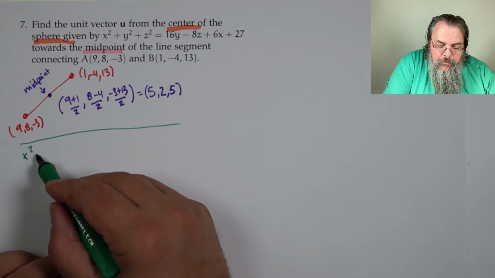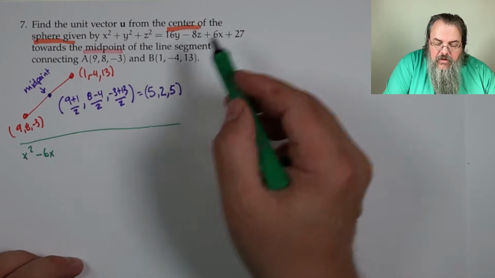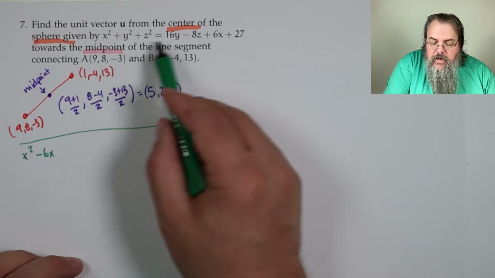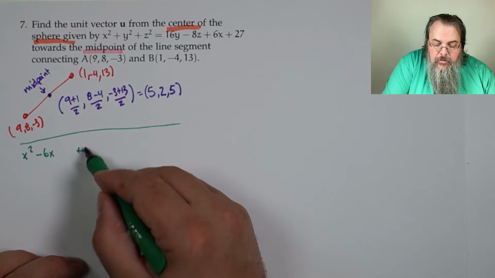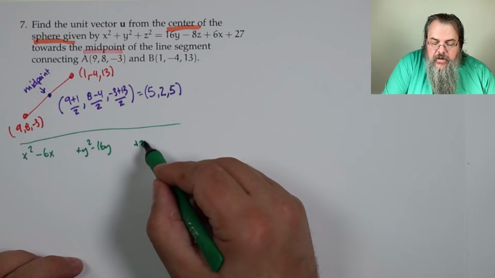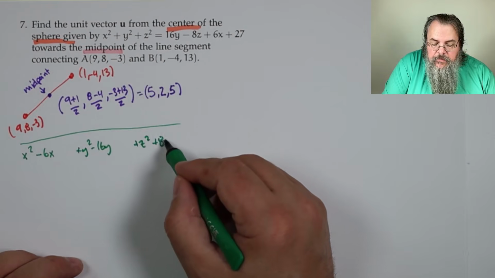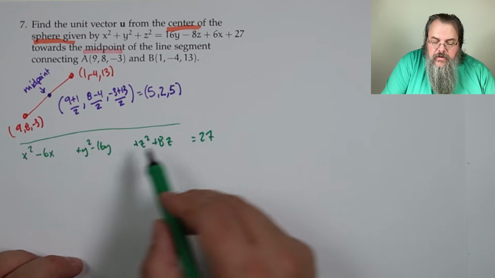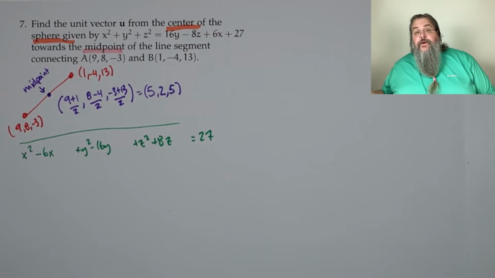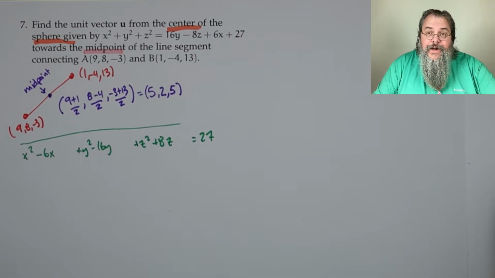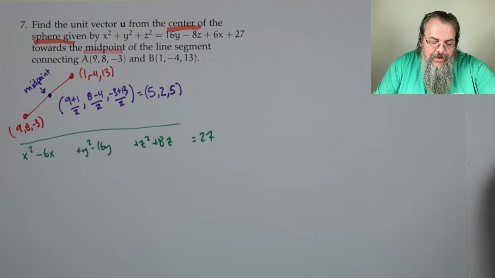X squared minus the 6x, right? Because the 6x, that's there. Y squared minus 16y. Z squared plus 8z. All that equals 27. And notice we leave ourselves some gaps so that we can go through and do completing the square. And now, one by one, complete the square.